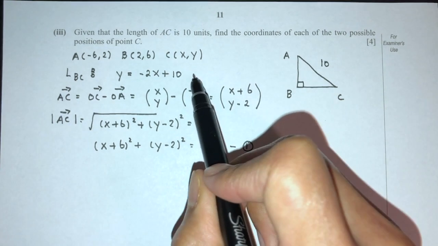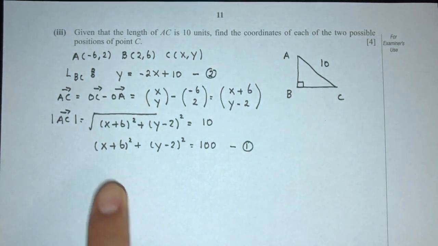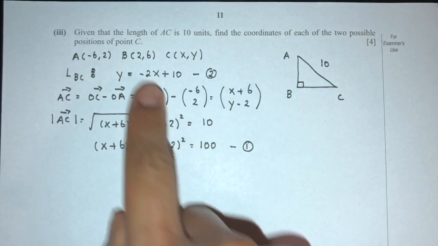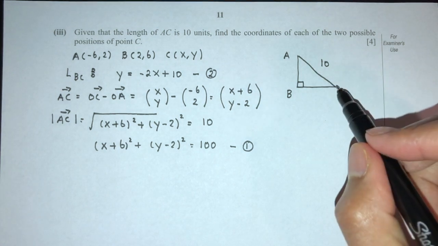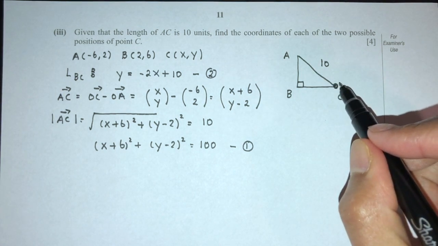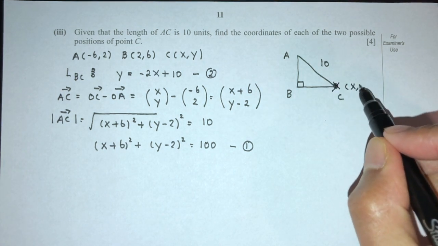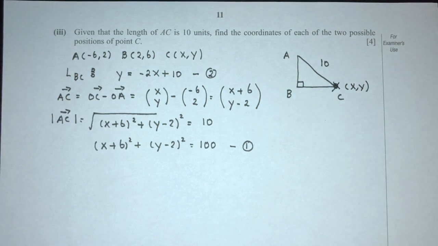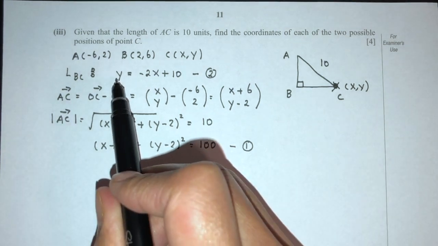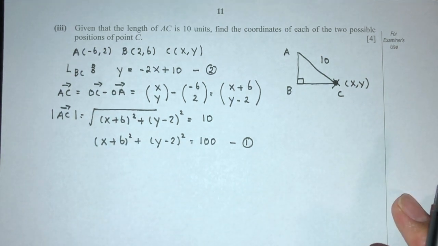And this is my equation number 2, because this is the equation for AC, this is for BC, and they both meet at the point C, so we can find this point C. So we have to solve this simultaneous equation. Replace y in this equation. Let's see what you will have.